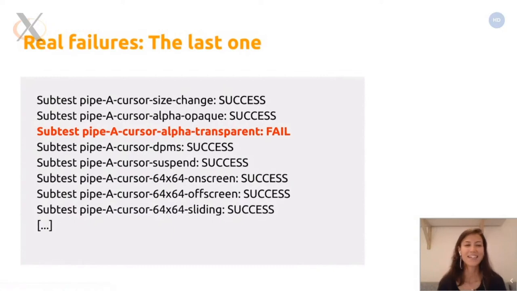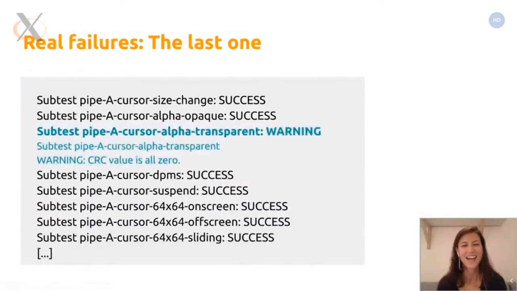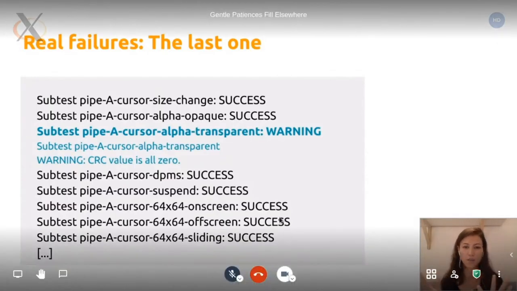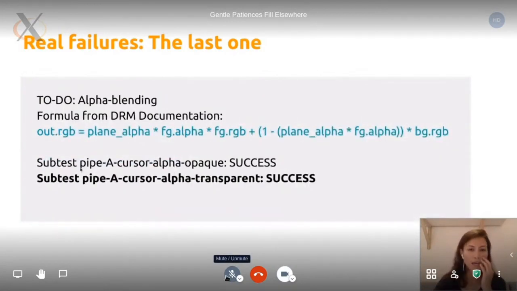So finally, the last failure was an old friend, my old friend. Initially, it just looked like a bug fix, but the fix just changed the situation from failure to warning. And the effective solution was to implement a to-do, a method to do alpha blending. And that was what I did. And the last subtest was solved.